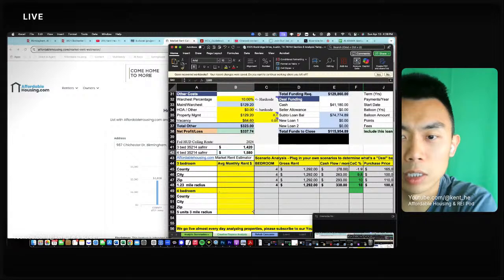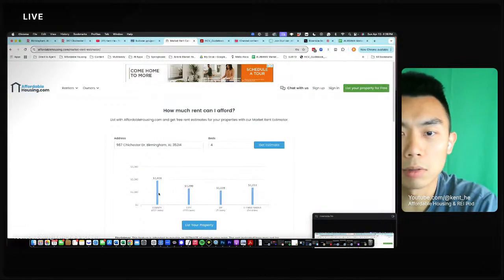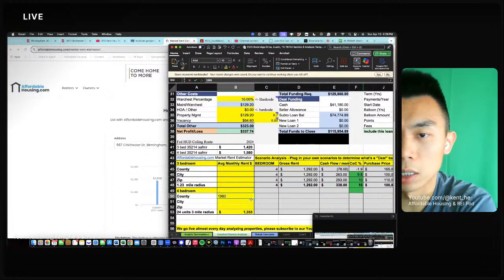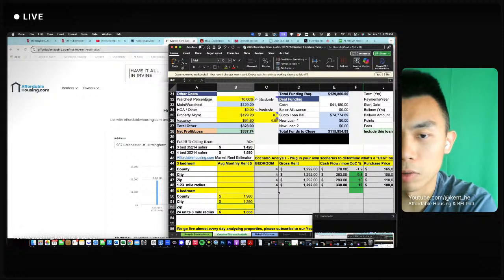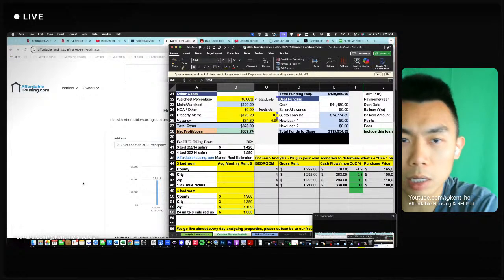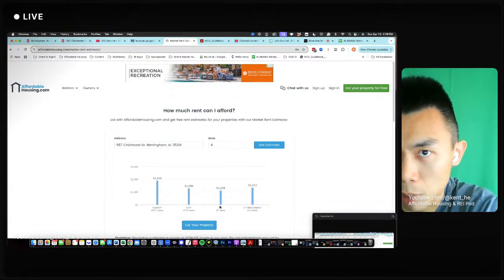So let me write down all these numbers. $1353. This is for 24 units within a 3-mile radius. Then there's the county, the city, and 1139 for the zip. So in the vicinity, it looks like this property is actually getting a higher rent within 3.4 miles.